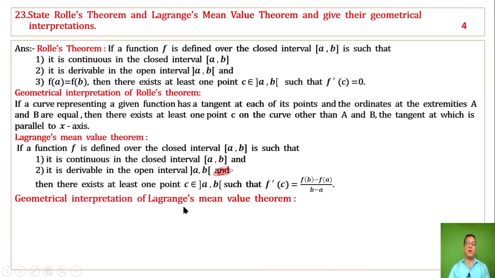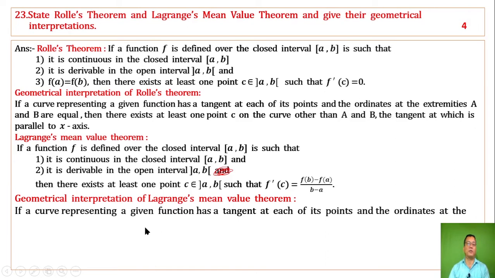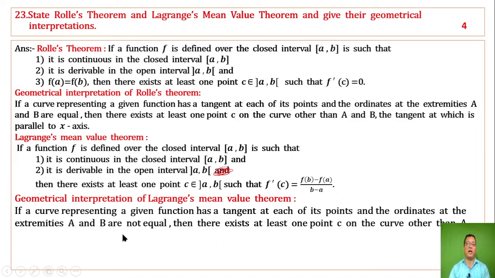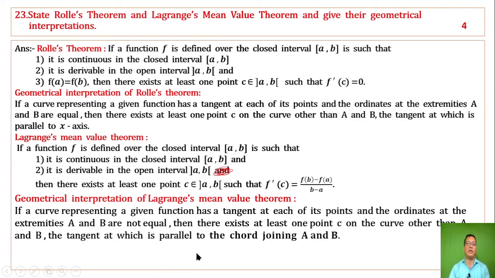Geometrical interpretation of Lagrange's mean value theorem. If a curve representing a given function has a tangent at each of its points and the ordinates at the extremities a and b are not equal, then there exists at least one point c on the curve other than a and b, the tangent at which is parallel to the chord joining a and b.